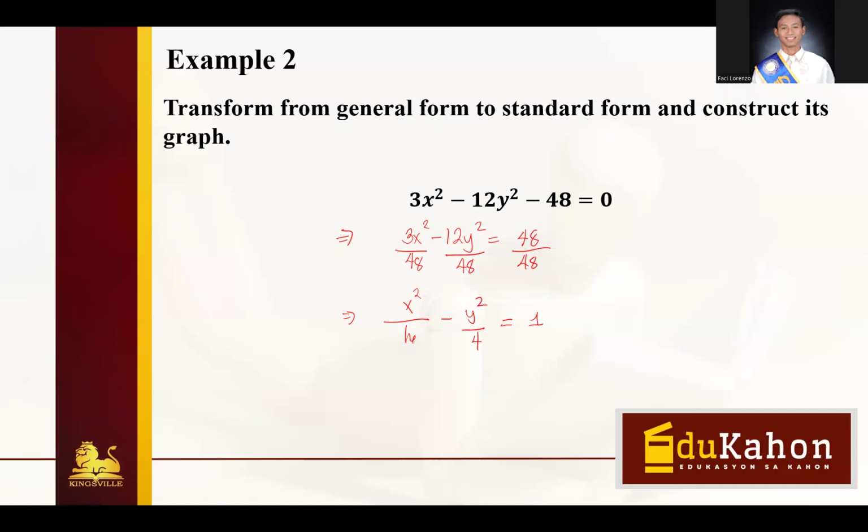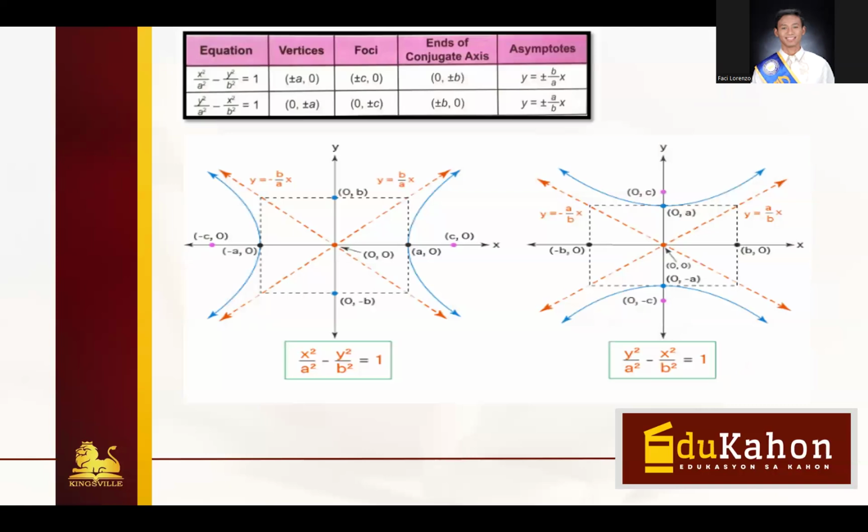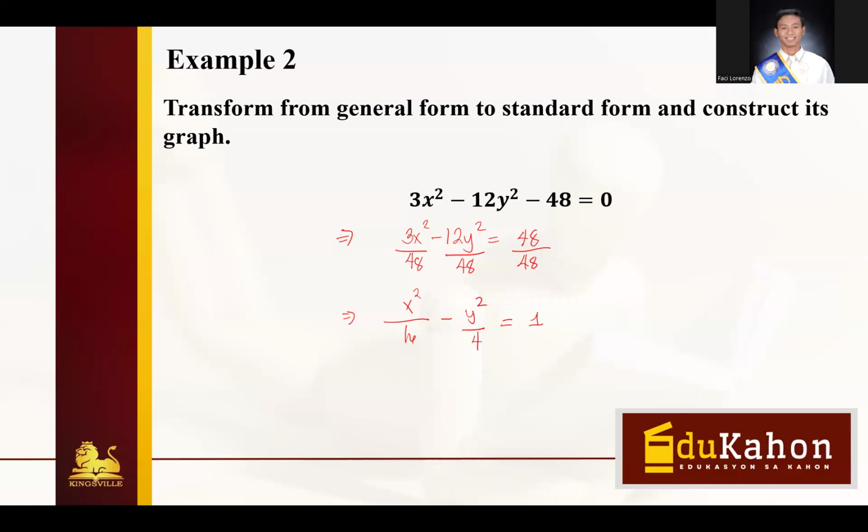Okay, let's try to graph. So notice that we have here the details for graphing, and we will have an in-depth explanation about this in your next lessons. Let's try to graph your example number 2. So we have the standard form, x squared over 16 minus y squared over 4, and this is equal to positive 1.